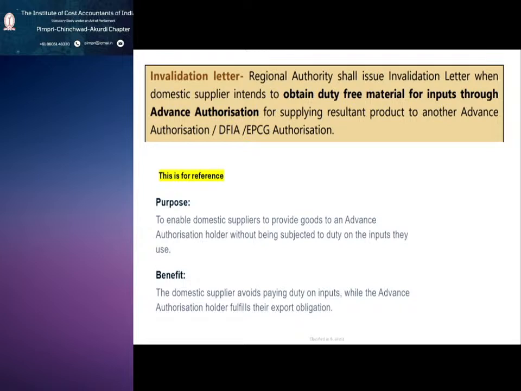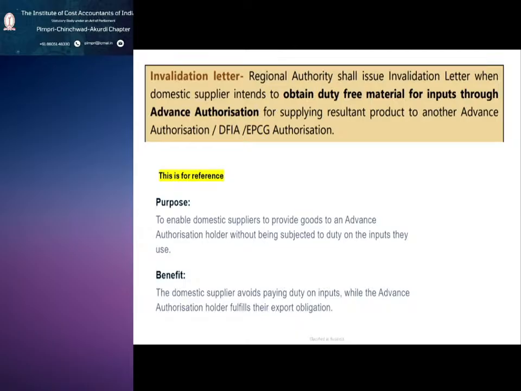So invalidation letter means, I repeat once again, the regional authority issues the invalidation letter. To whom do they issue it? To the domestic supplier. For what purpose? To obtain duty-free material. For what reason does the domestic supplier import the duty-free material? To supply those inputs through advance authorization for supplying the resultant product to another advance authorization.